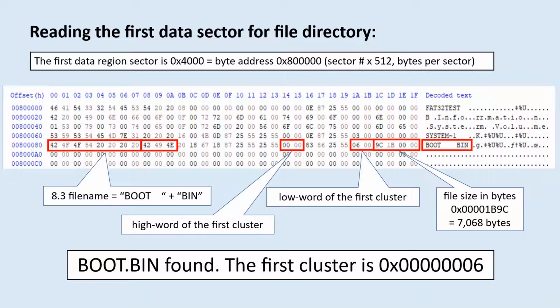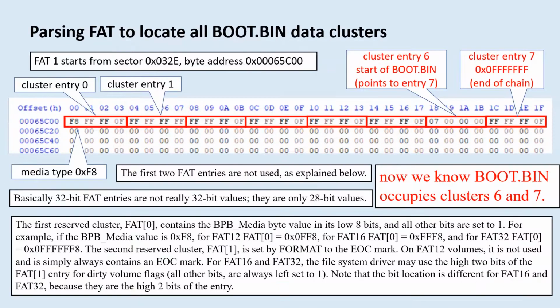The first is the 8.3 format file name, and I look for the boot.bin file name. Once it is found, then I can get the file size in bytes and starting cluster number as indicated here. In this example, the file size is about 7 kilobytes and the starting cluster is 6. Next, we read in the FAT table. I think either FAT1 or 2 would work.